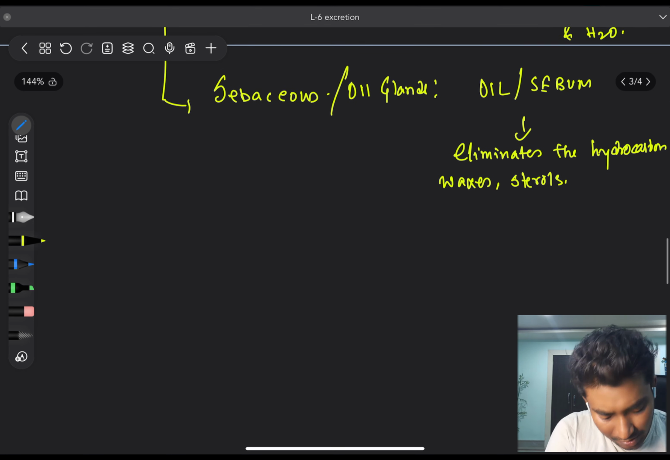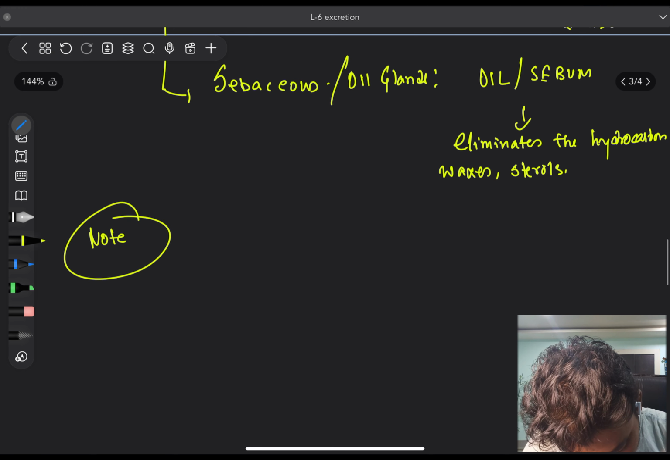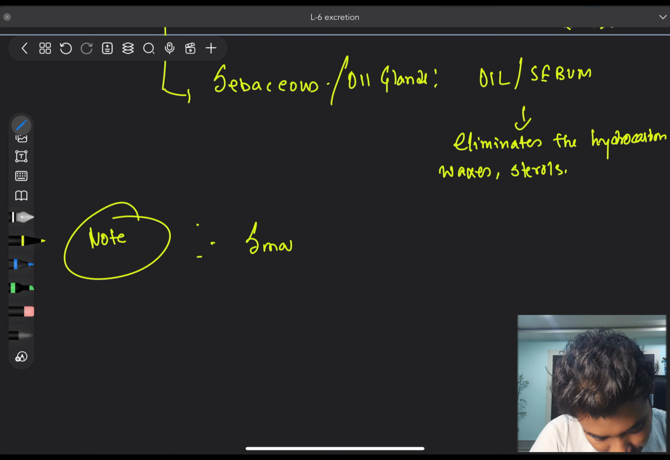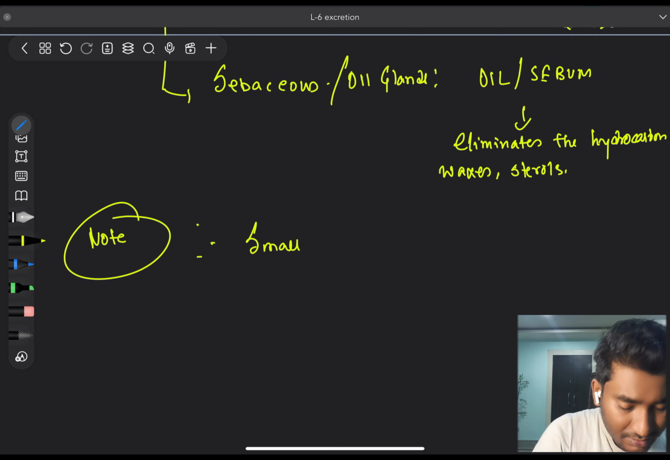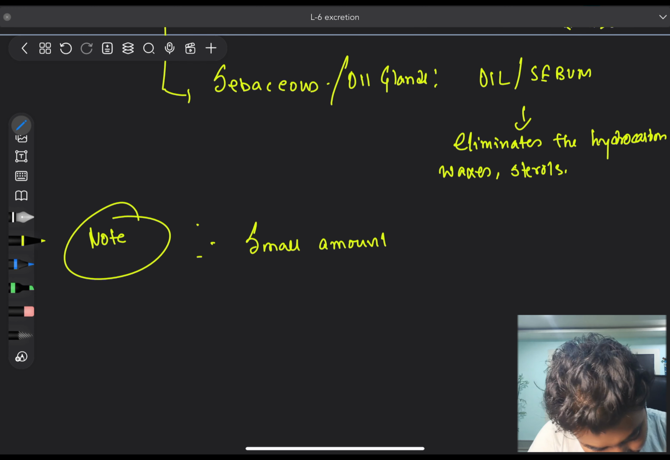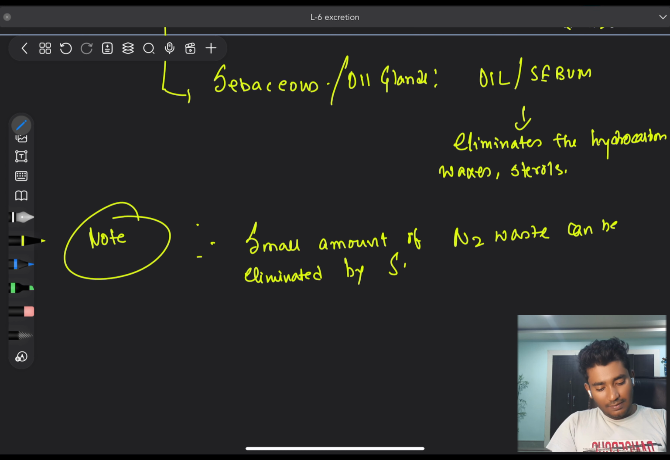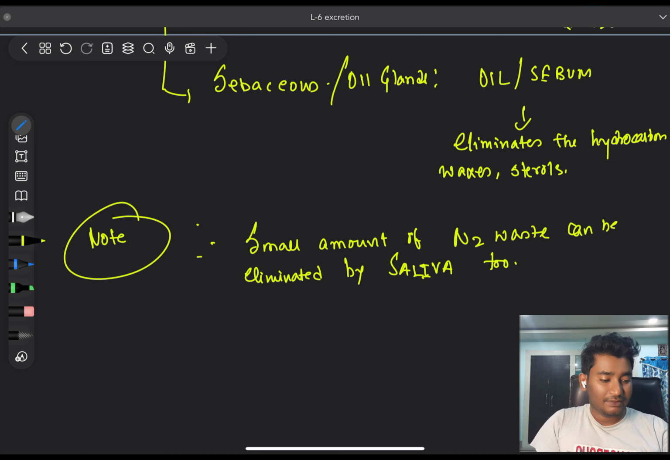Okay, now take this as a note: a small amount of nitrogenous waste can be eliminated via saliva too. Okay, now the next part.